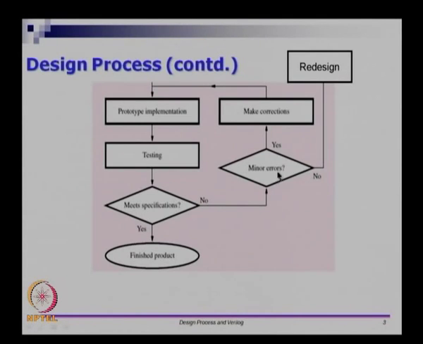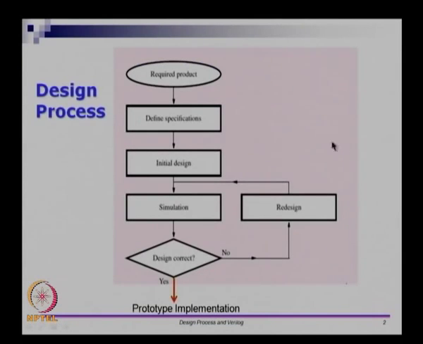But if you find that it's not a minor error, it's a major error, maybe conceptually you had something wrong, the prototype is actually a faithful replication of your design, but the design itself was wrong. If that happens, you go back and redesign. So this redesign is something that you may have to do, right? In which case, if you are redesigning, you come back here and you again do a simulation, find out whether it's correct or not. You keep doing this loop till you are again ready for a prototype implementation.